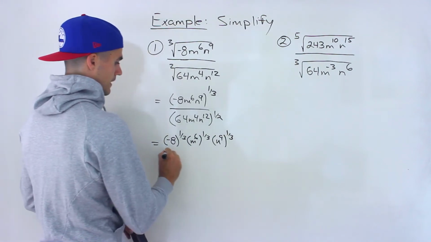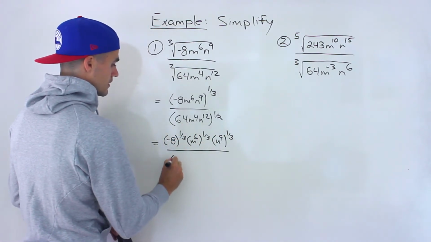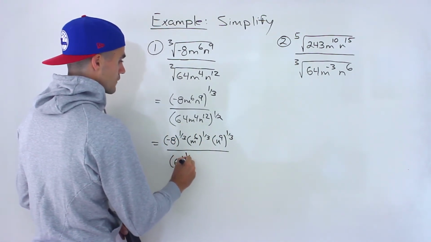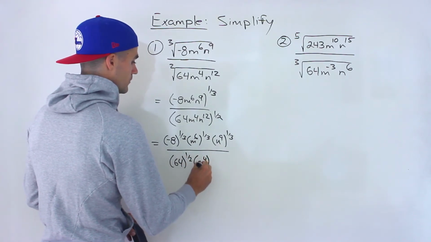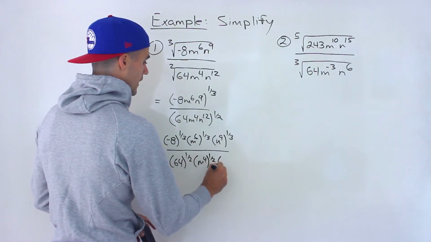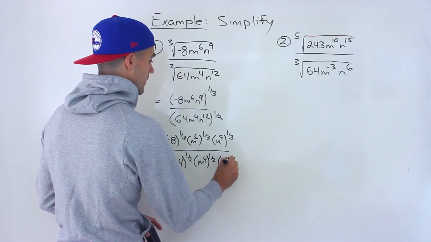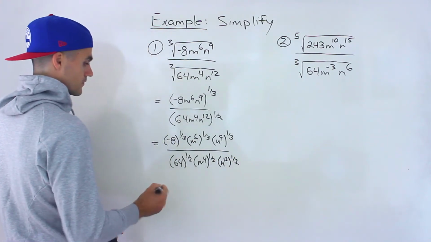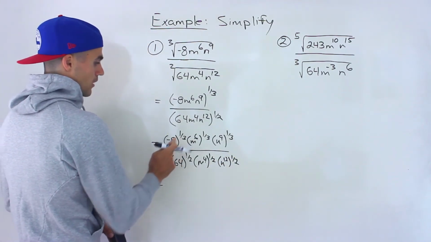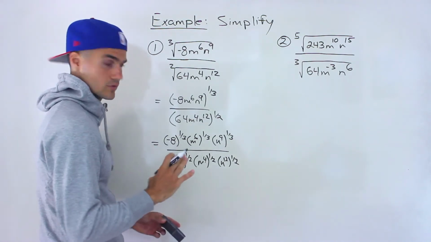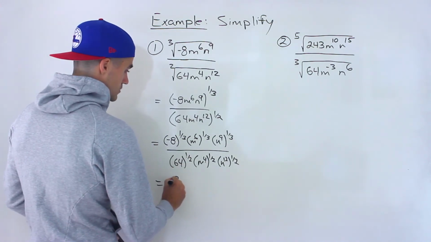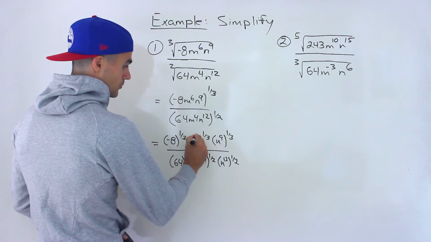Like that. And then same thing over here. The 64 would go to the half, m to the 4 would go to the power of a half, and then n to the 12 would go to the power of half as well. And then -8 to the power of 1 over 3, the third root of -8 is -2. Here we would just multiply these exponents.